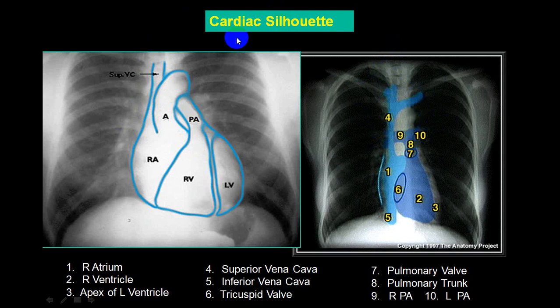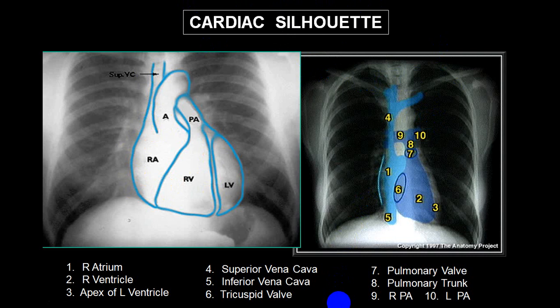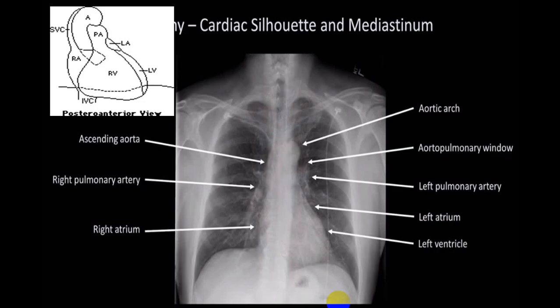So this is called the cardiac silhouette, aortic. You have to remember which structure comes at what part. If you know that, you will be able to identify whether that structure is abnormal or normal. So you should know what is normal, then only you can identify abnormal.